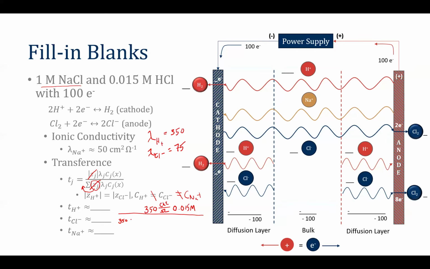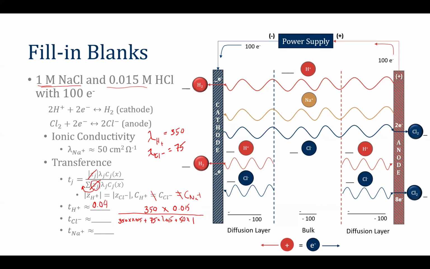So it's going to be 350 times our 0.015 plus our 75. Now the concentration of chlorine will be this 1 molar plus the 0.015 molar. So that's 1.015, plus the 50 sodium ions times 1. If you plug this all into a calculator, again, we're dropping the units since they're all going to be the same top and bottom. They cancel out. So if we plug this into a calculator, this approximately works out to be 0.04.